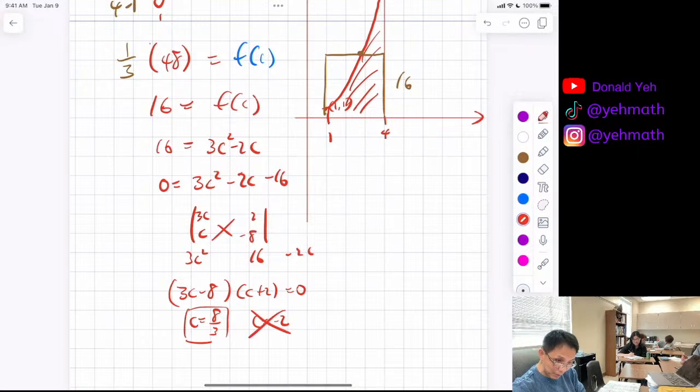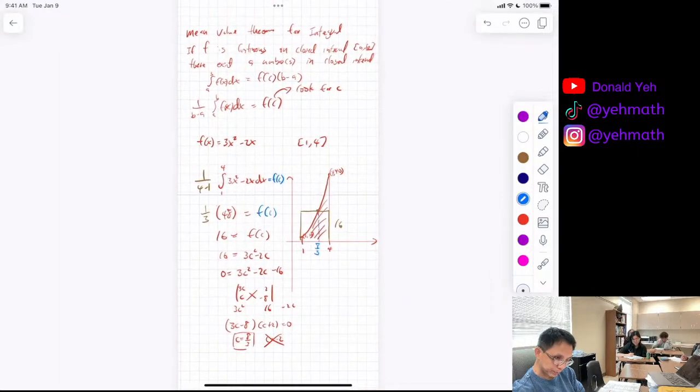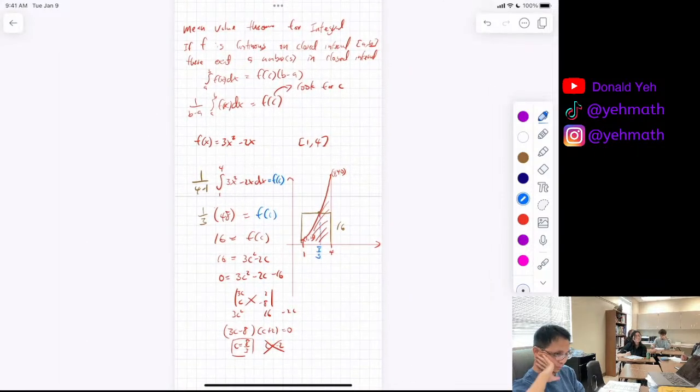So that means at this value here, if we drop straight down, this is going to give you 8 over 3. So which x value is going to give me the average value? That is the mean value theorem for integrals. So at x equals 8 over 3, the y value is 16. And that 16 is going to give you the average height of the rectangle. It gives you exactly the same area under the curve.